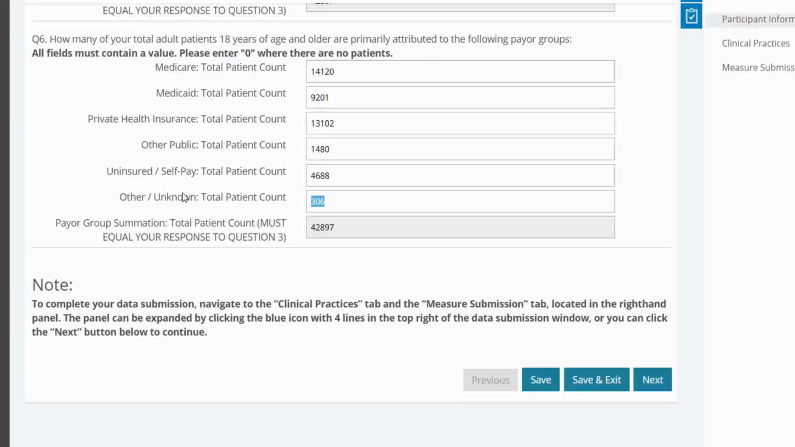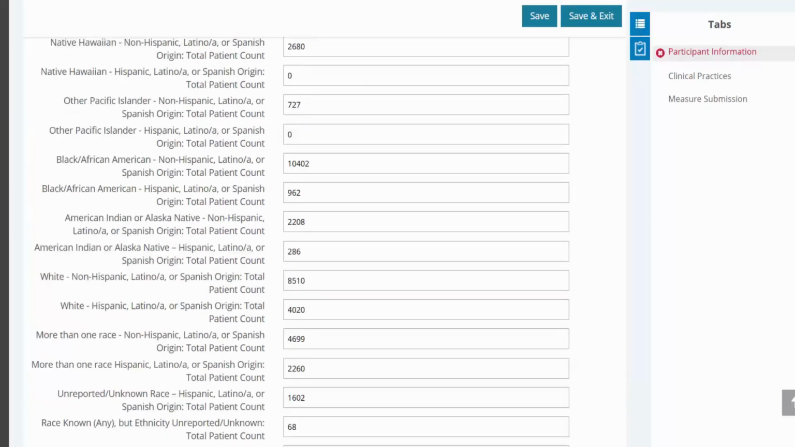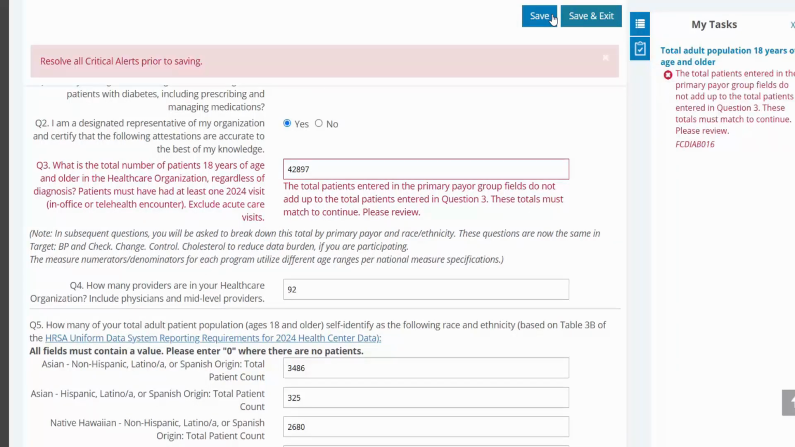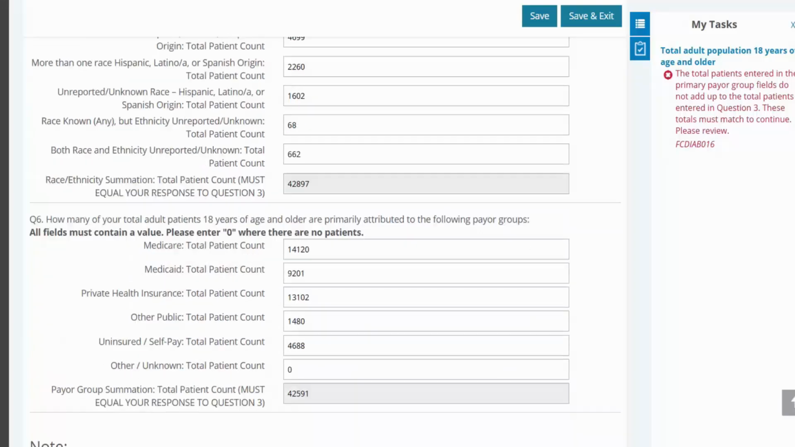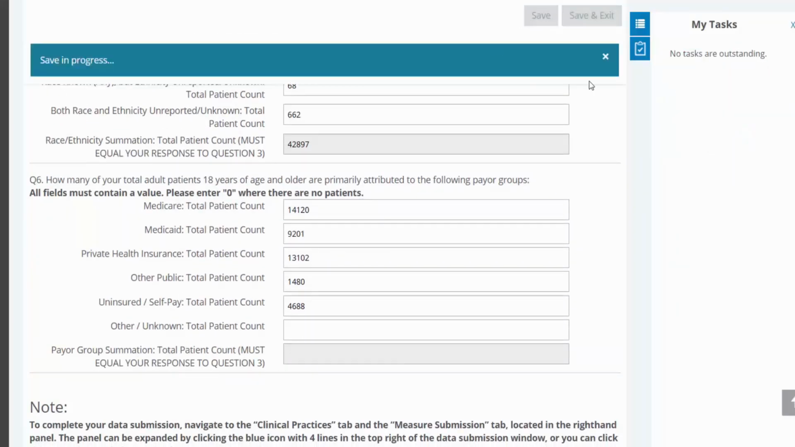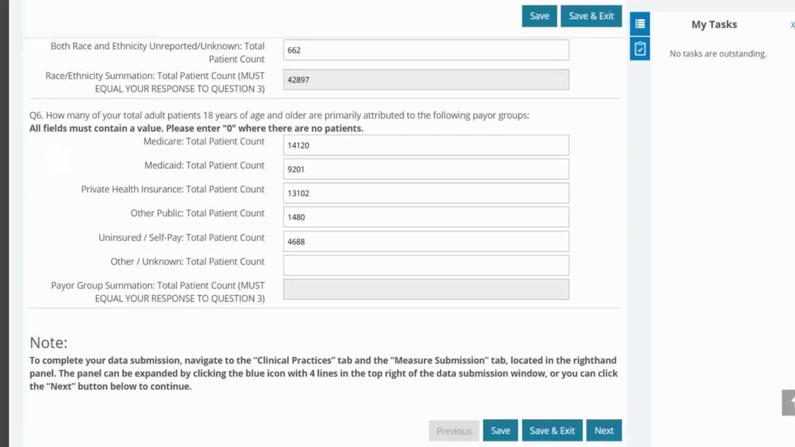If it does not, say I change my other unknown to a 0, an error will appear at question 3. Because this is a red error, I won't be able to save. For red errors like this one, I can delete one of the fields that's contributing to my subtotal to make the error disappear. This allows me to save and come back later once I have identified the error in my data. However, all fields must be filled in to be eligible for an award. So in order to fully fix this, I must eventually either revise question 3 or my payer group totals so that they match.